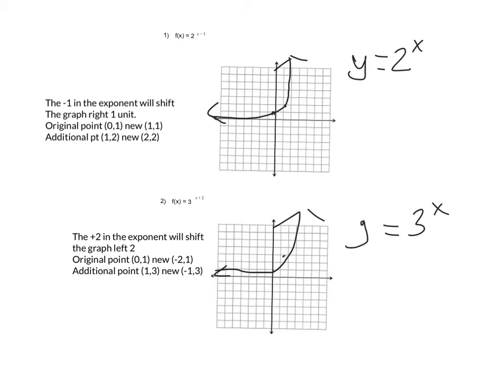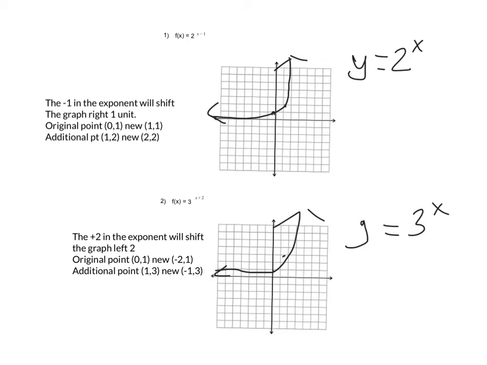So graphing exponential functions with a horizontal shift. I've posted on here the parent function, 2 to the x power, and then 3 to the x power. So when we do a horizontal shift, the exponent has the extra number in it. So when we have a -1, we're going to take the graph and shift it the opposite. We're going to shift it right 1 unit.